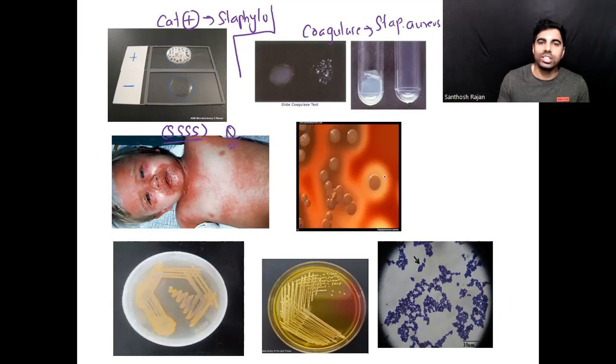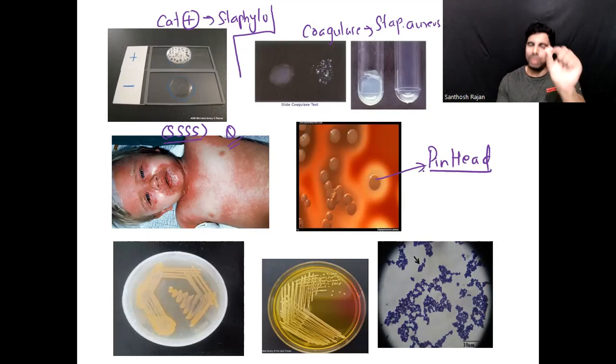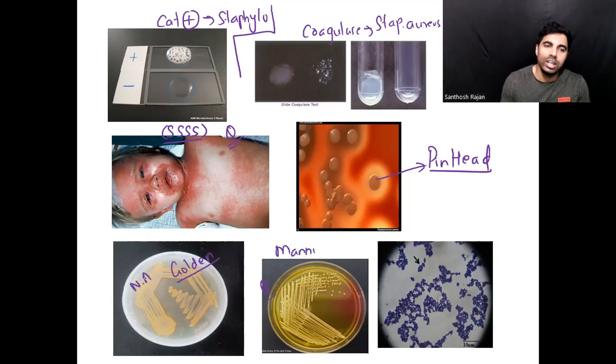Look at this colony. This is beta hemolysis, but a pinhead colony. Always remember pinhead is for Staphylococcus aureus, with a narrow zone of hemolysis. I'll show the picture. Now, the name aureus means golden pigment, so golden pigment is also Staphylococcus aureus. Mannitol can also be asked. This is just nutrient agar and this is mannitol salt agar. Mannitol salt agar is specific for Staph aureus, with yellow colonies. And this one, grape-like clusters, is also staphylococci.